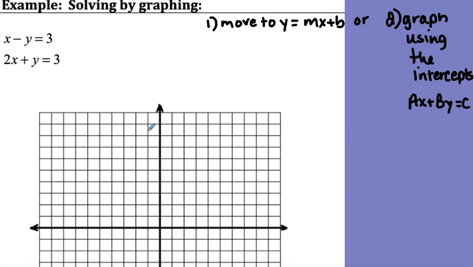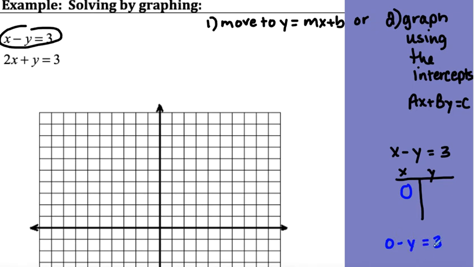I'm going to actually do it both ways. The first one is in standard form, ax plus by equals c. So I'm going to use the intercepts in this one. So x minus y equals 3. When I use the intercepts, I like to make a quick table for myself. The intercepts are where the x's and the y's are zeros. To find the y-intercept, I let x be 0. If x is 0, we get 0 minus y equals 3. Then y is going to equal negative 3.